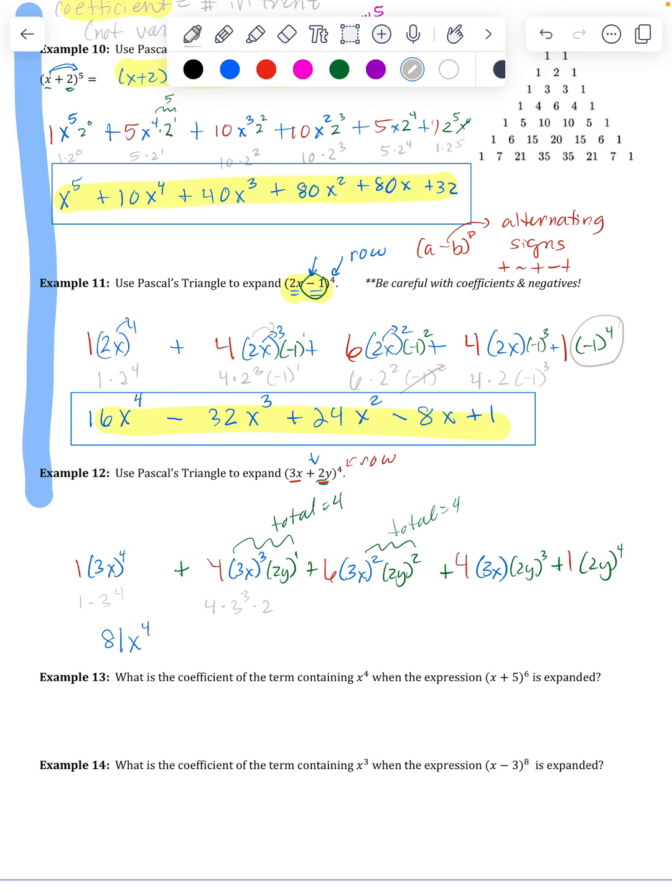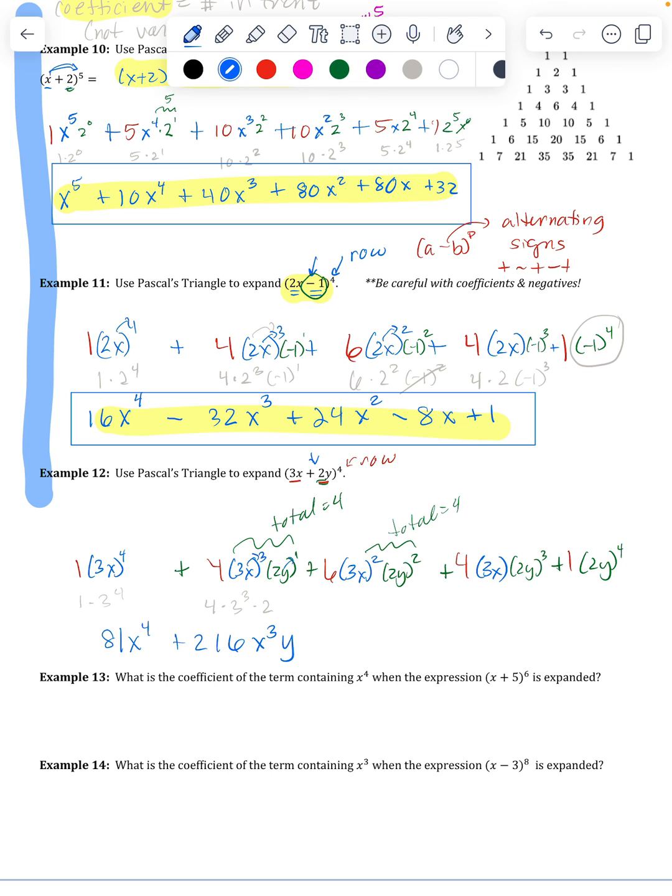And so 3 to the third is 27 times that 4 times that 2. I'm going to end up with a coefficient there of 216. My x is 2 to the third, and then I have a y in this one because both of my pieces, the first piece and the second piece, have a variable.